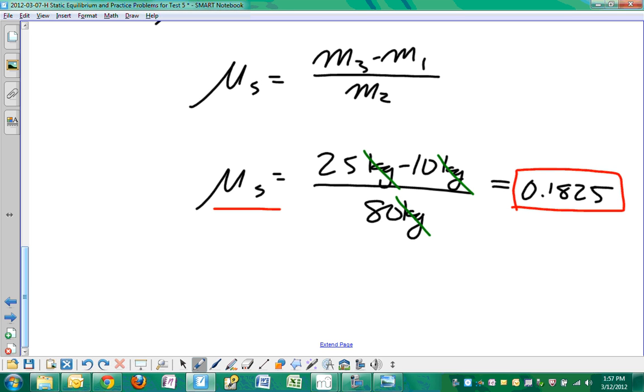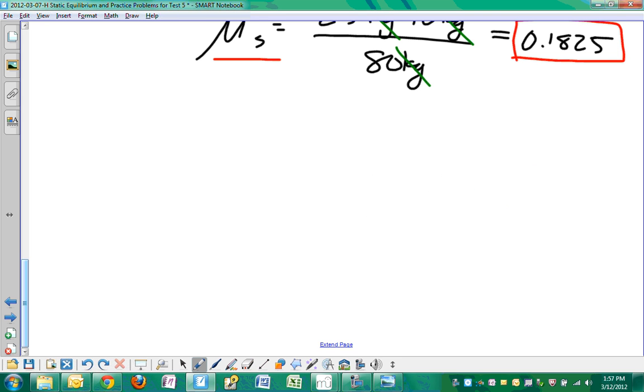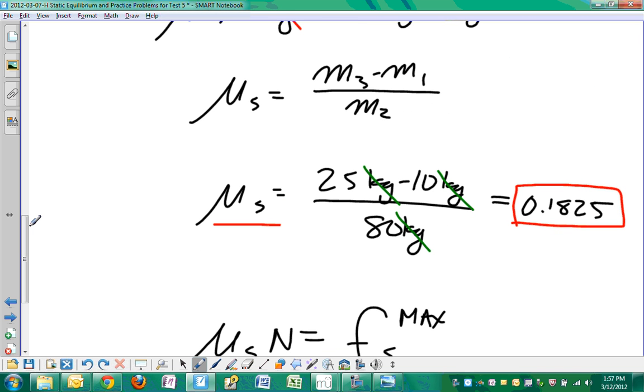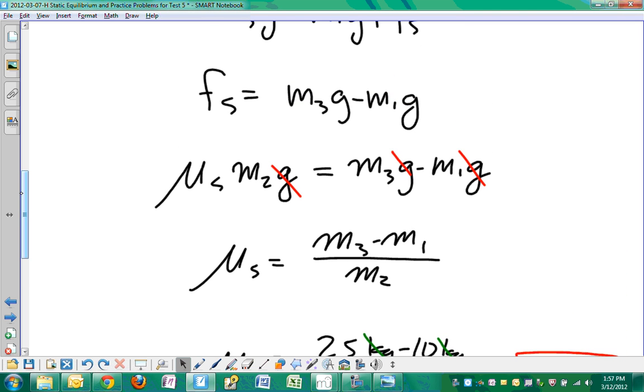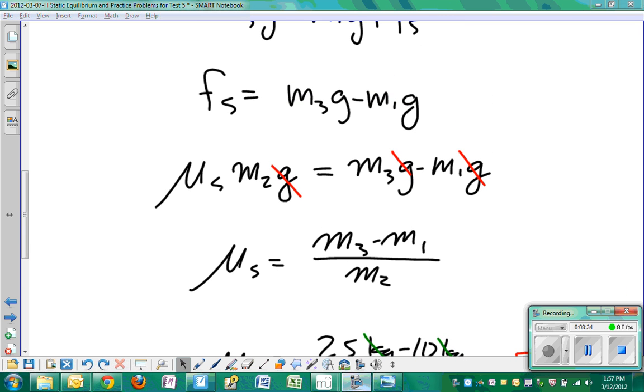0.1825. That is the minimum it could be, because remember, mu static times normal force is static friction, the maximum that it can be, right? So that's the most friction we can get to meet the minimum requirement. Right? Again. I'm going to go ahead and stop the recording, and we can just scan this.